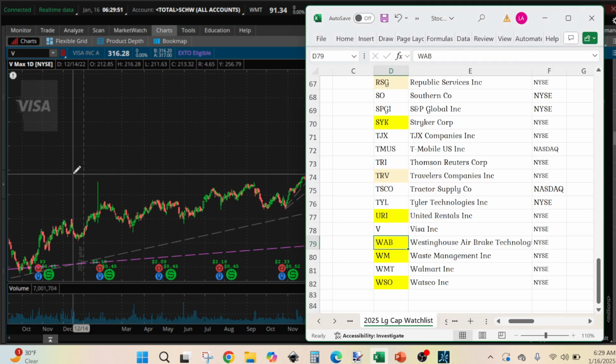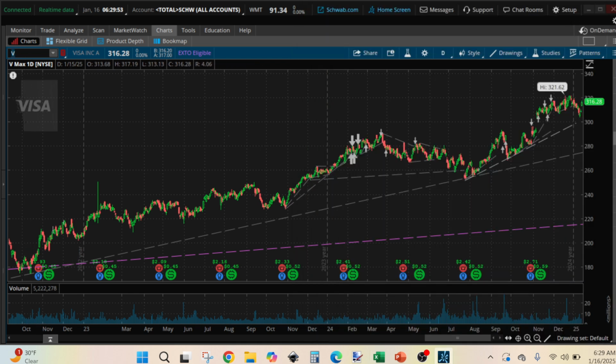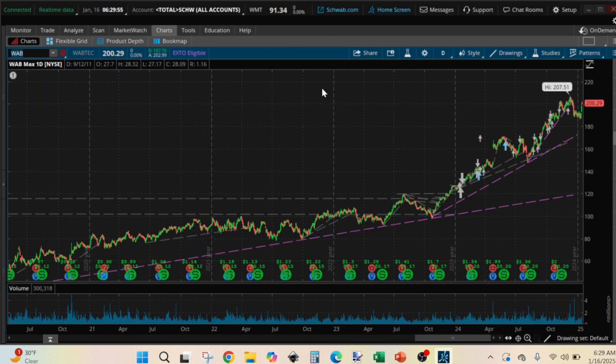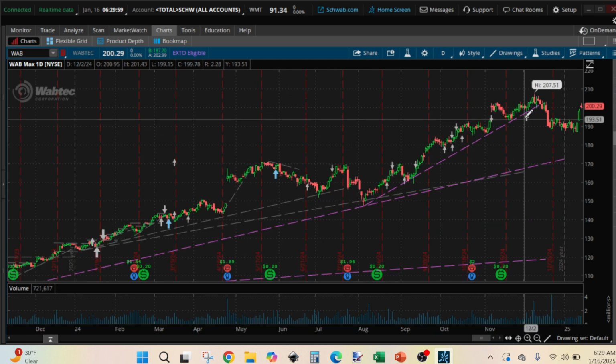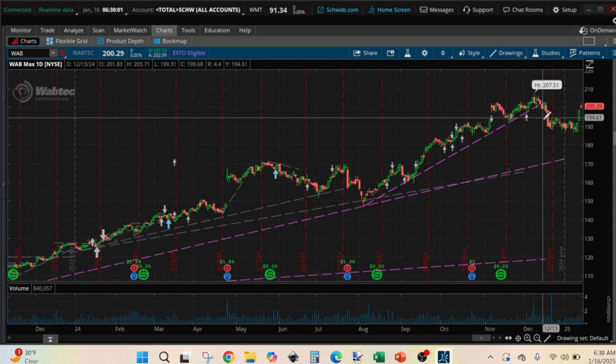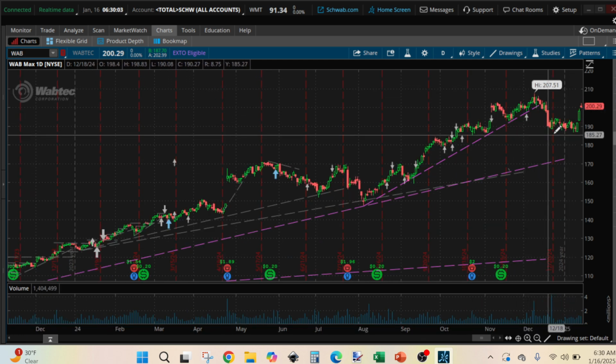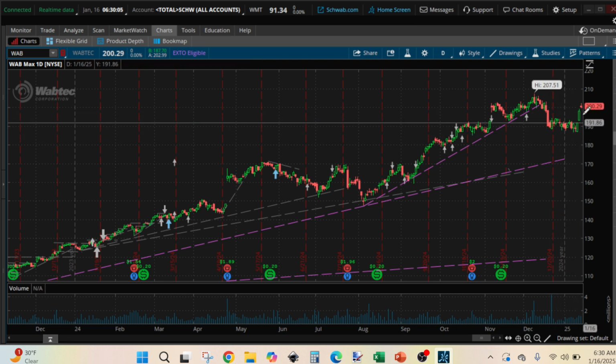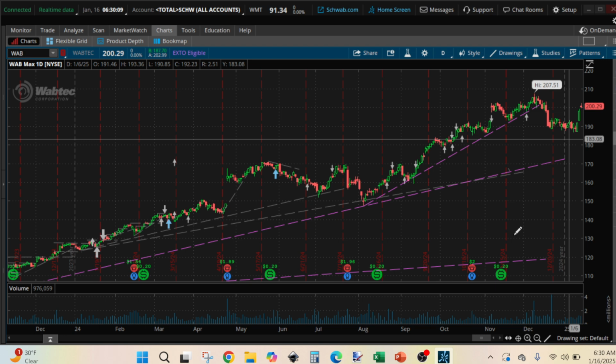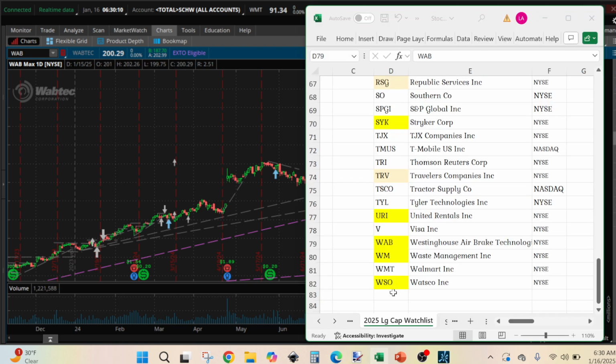The next one is WAB. We purchased WAB last year. We have not sold it yet. We purchased it at this trend line. It went up a little bit, then went down. It's consolidated there, and we'll see. It seems to be going up here, but we'll just keep looking at it.